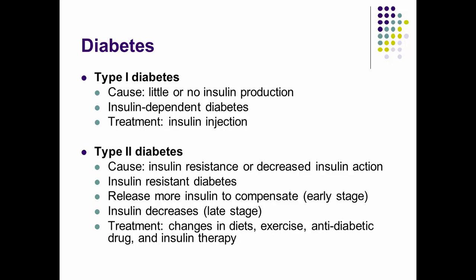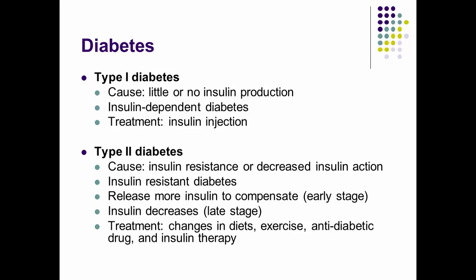But in the early stage of type 2 diabetes, the insulin level is high. But in the very later stage of type 2 diabetes, they also have some problem with the beta cell, called beta cell failure. So in the later stage, type 2 diabetic patients also cannot make enough insulin. So they also need insulin therapy.